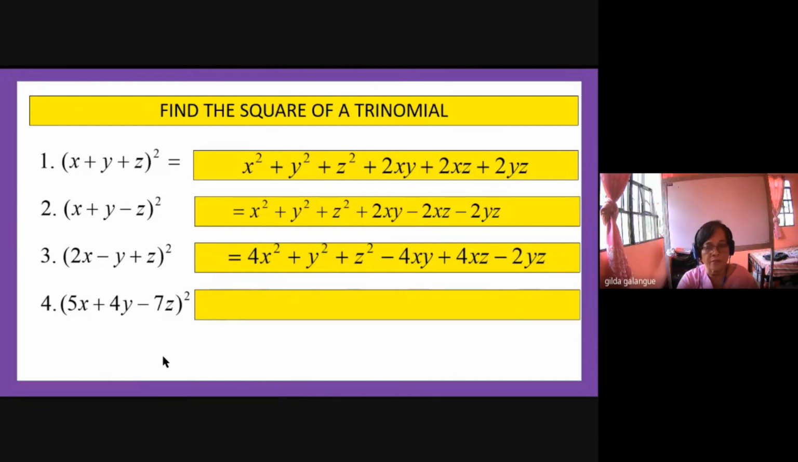We are in the last number. 25x squared plus 16y squared plus 49c squared plus 40xy minus 70xc minus 56yc.